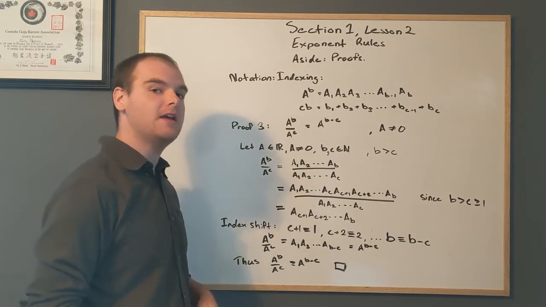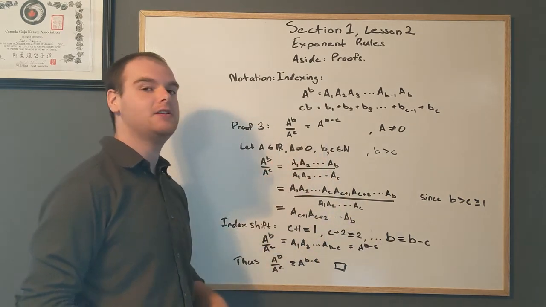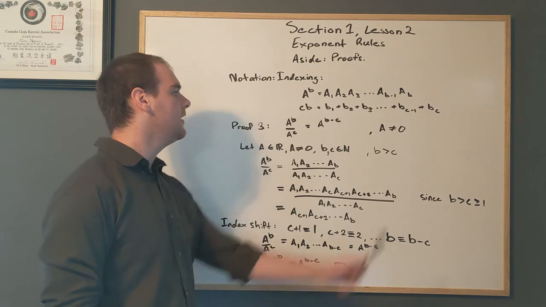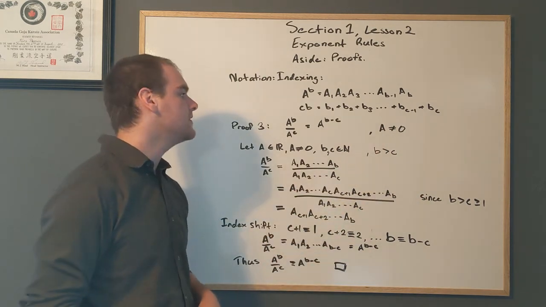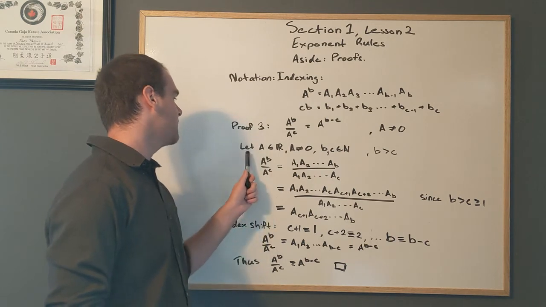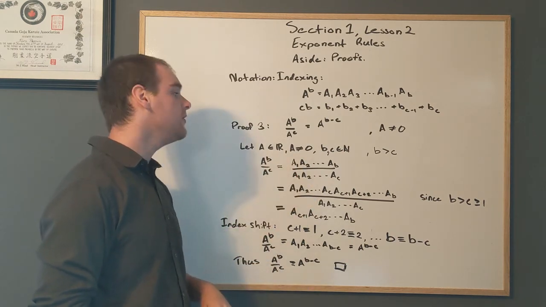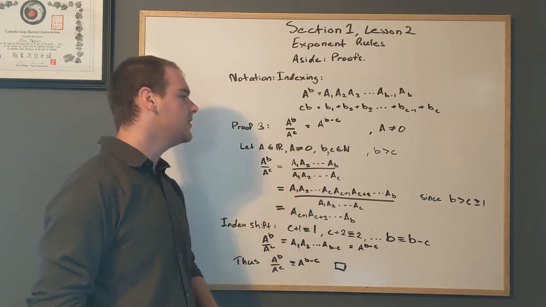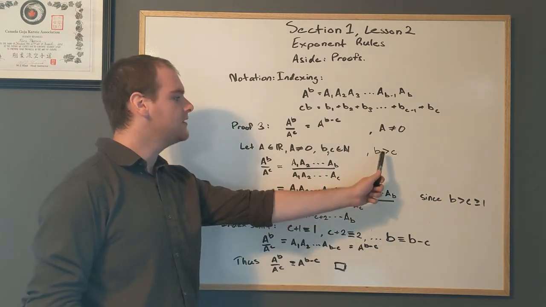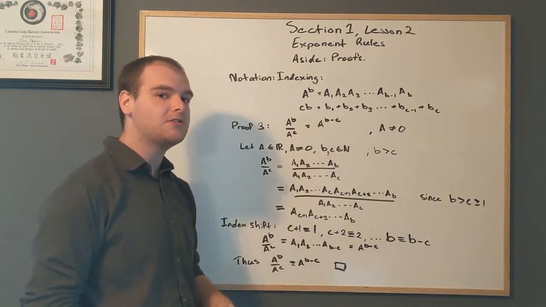So in this case, we have a to the power of b divided by a to the power of c being equal to a to the power of b minus c. Again, I'm stating that a is not 0 so that we don't have to divide by 0. So in our setup, we let a be a real number, such that a is not 0, b and c be natural numbers, and I'm going to use that b is greater than c because we want to make sure that b minus c is also a natural number.